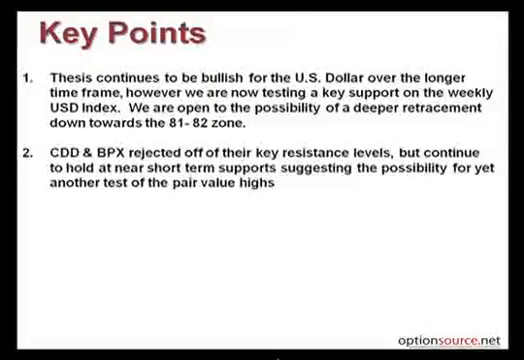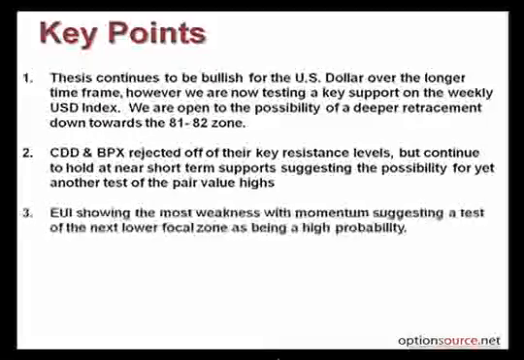The CDD and the BPX rejected off of their key resistance levels but continue to hold at their near short-term support, suggesting the possibility for yet another test of the pair value highs. The EUI is showing the most weakness out of all of our pair values, with momentum suggesting a test of the next lower focal zone as being a high probability.